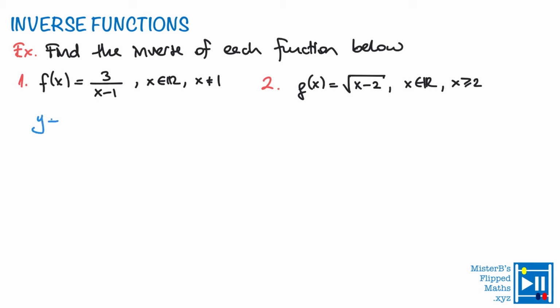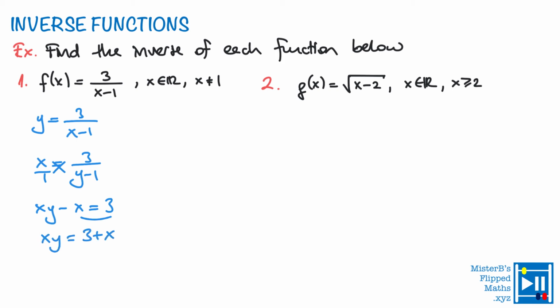So first I write y equals 3 over x minus 1, then I write x equals 3 over y minus 1. Obviously I have to go with cross multiplication, like this, and then it's going to be xy minus x equals 3, and then take x to the other side, saying xy equals 3 plus x, and then dividing by x, I'm going to end up with the expression 3 plus x, or x plus 3, it doesn't matter, over x. So that is my inverse function. f inverse of x equals (x plus 3) over x.